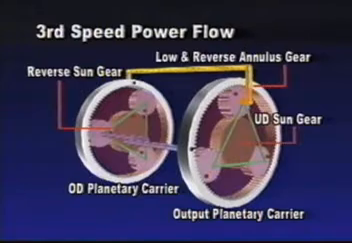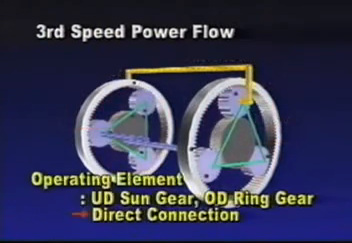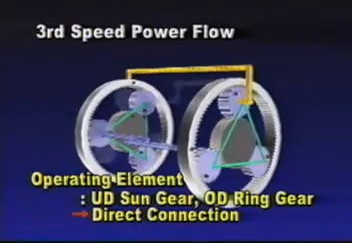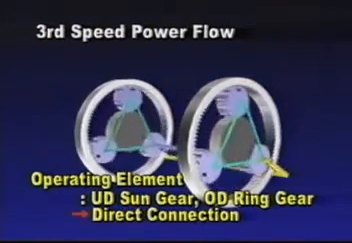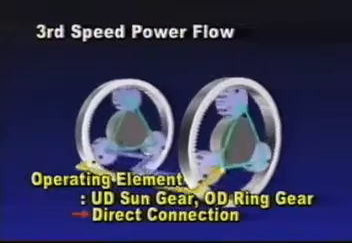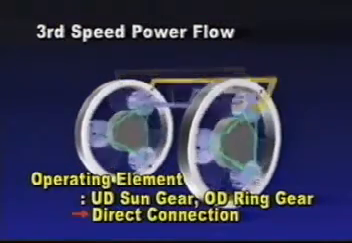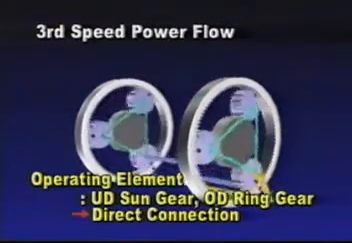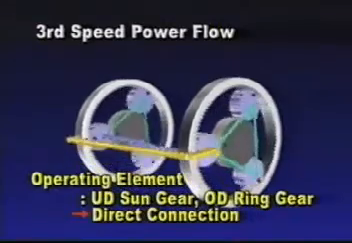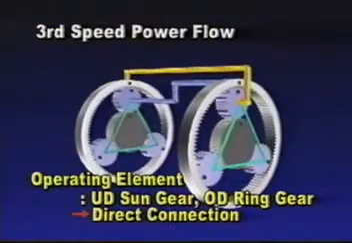In third speed, underdrive clutch and overdrive clutch operate simultaneously. Since the rotations of the overdrive clutch are identical with the rotations of low and reverse annulus gear, they rotate in one motion as the planetary gear set is fixed. Accordingly, gear ratio is 1:1.